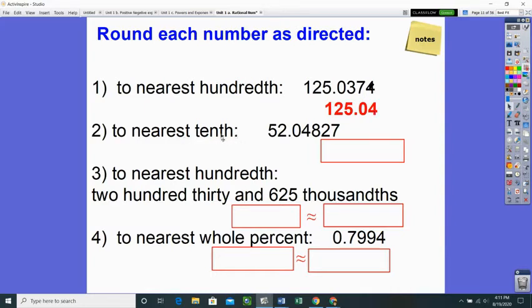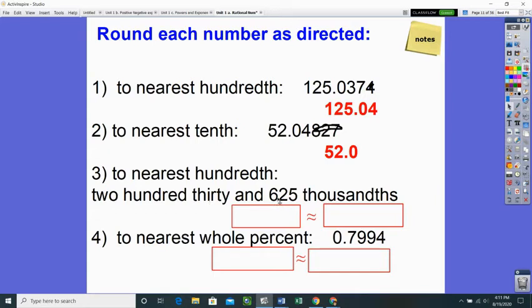Now when we go to the 10th, we're going to take everything off of this number except one place past the 10th. So we're not going to look at any of these. We're going to stop at that 4. And now we're going to say, will the 4 bump up the 0, or will it stay a 0? And since it is not greater than or equal to 5, it will stay as a 0.